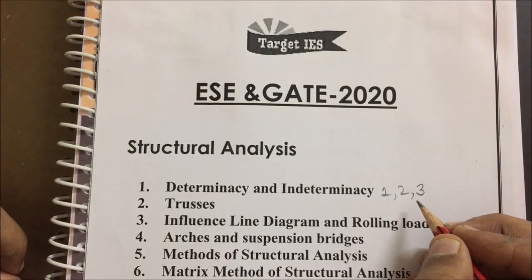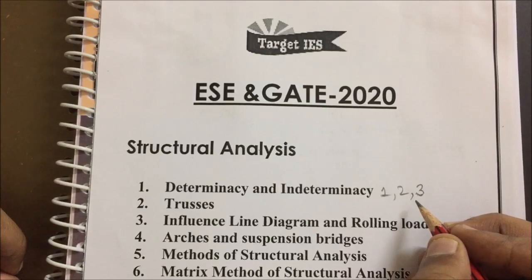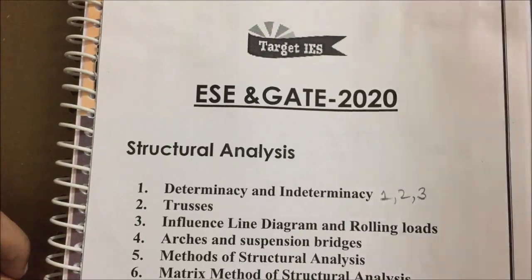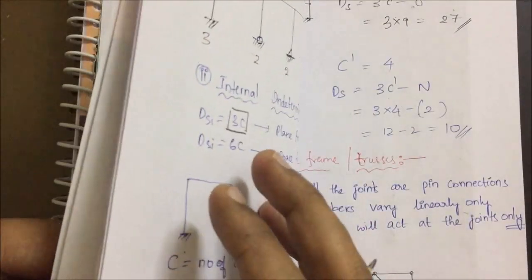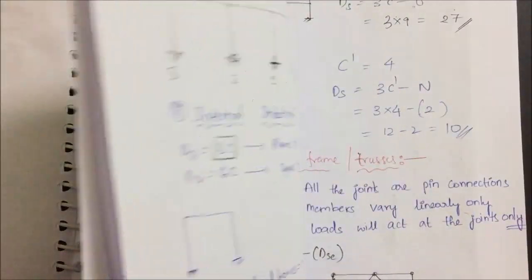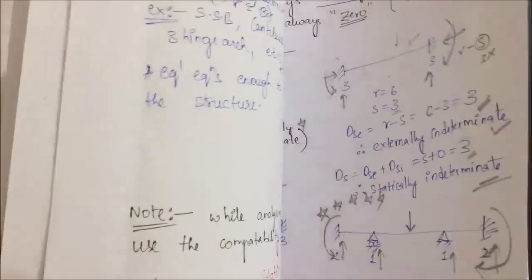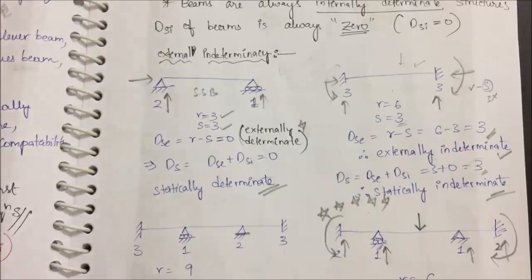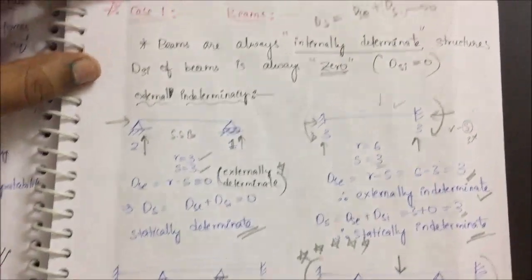In this video we are going to continue with our third module on determinacy and indeterminacy. This module will be very small because we will be studying only frames. In the next module we will study trusses and then we will study hybrid structures. Fine. So in the last module you have seen the beams, right?